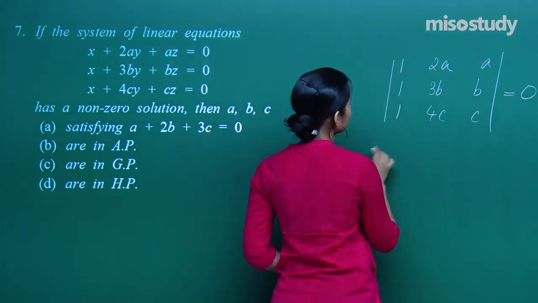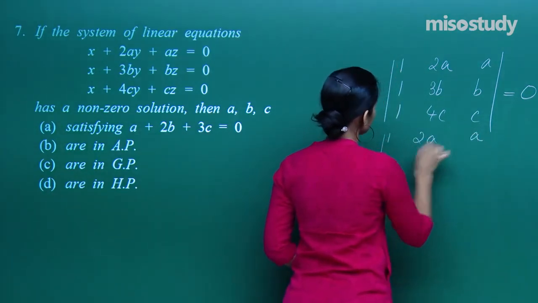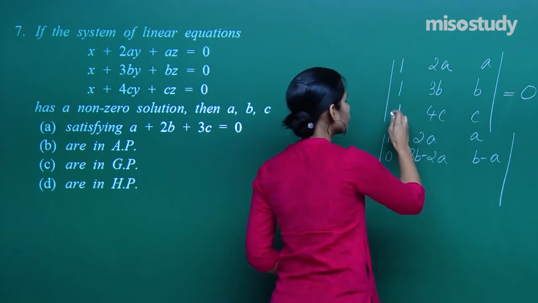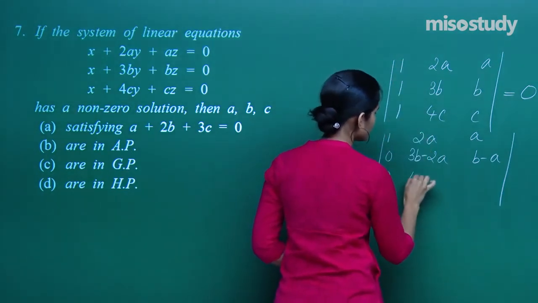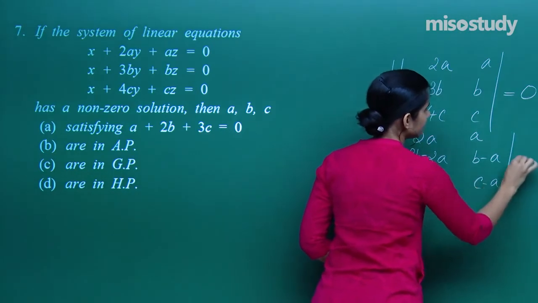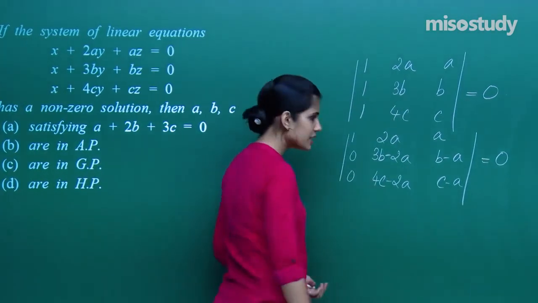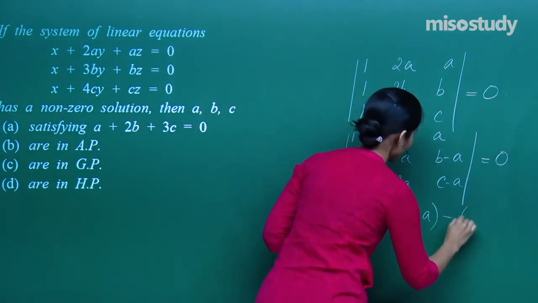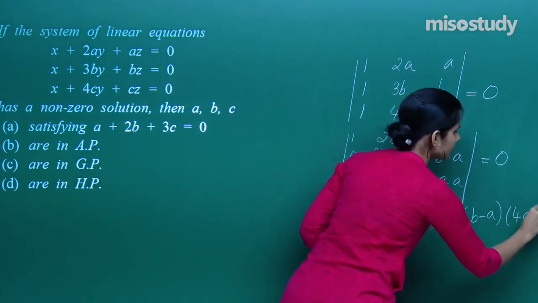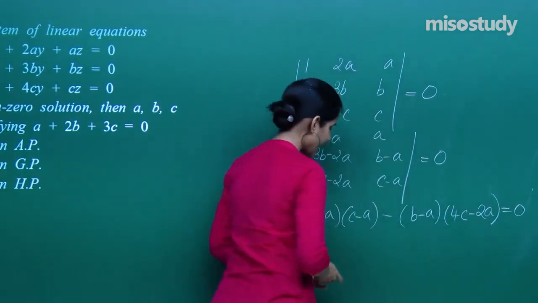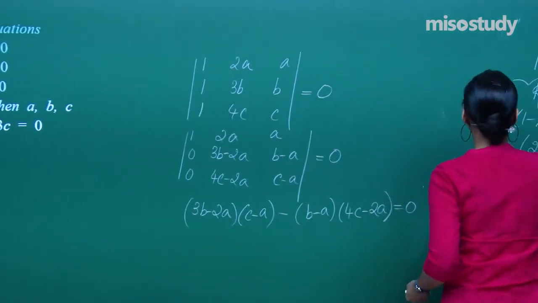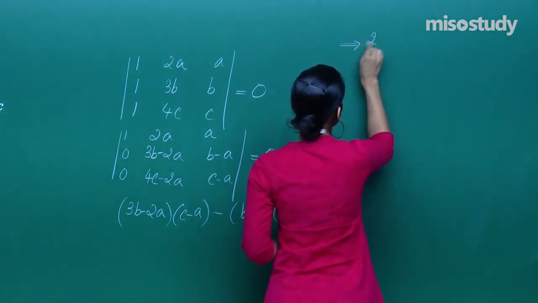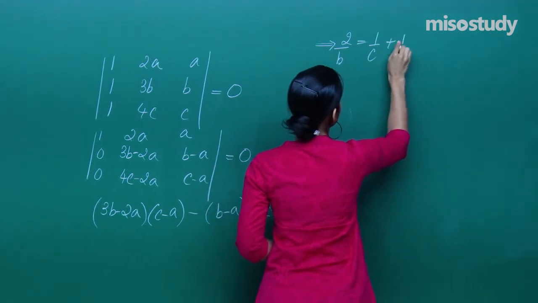Row 2 goes to row 2 minus row 1, that gives me 0, 3B minus 2A, B minus A. Then row 3 goes to row 3 minus row 1, 4C minus 2A, C minus A. This is 0. Expanding along the first column, you get 3B minus 2A into C minus A minus B minus A into 4C minus 2A is 0. And when you open this up, you actually get 2 by B equals 1 by C plus 1 by A.